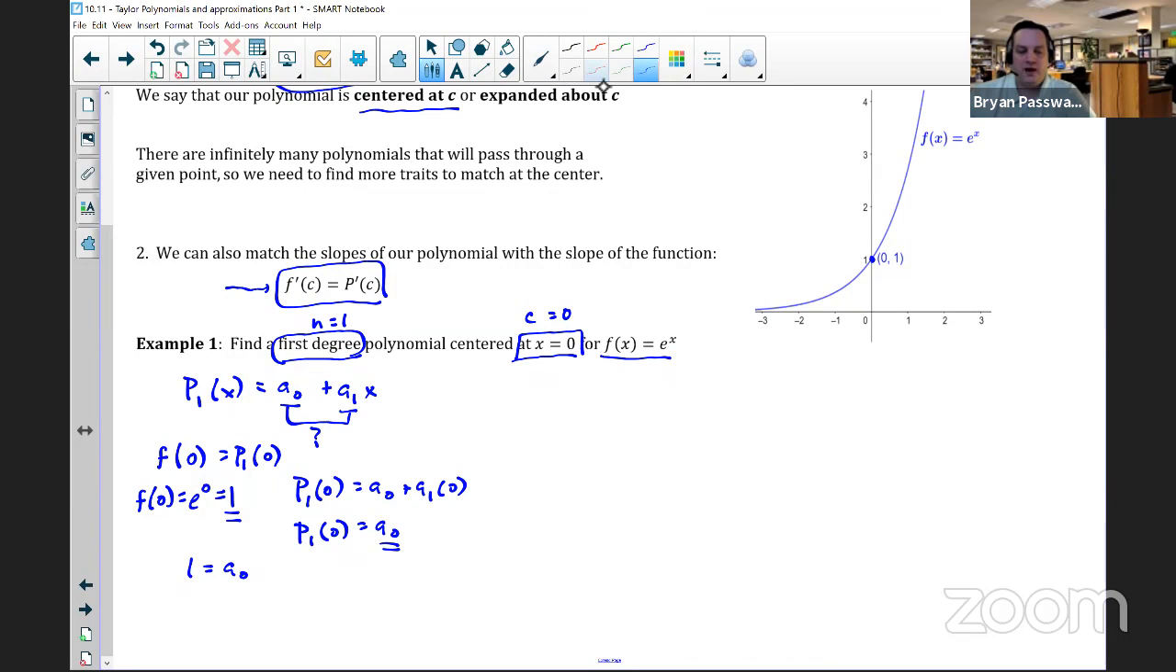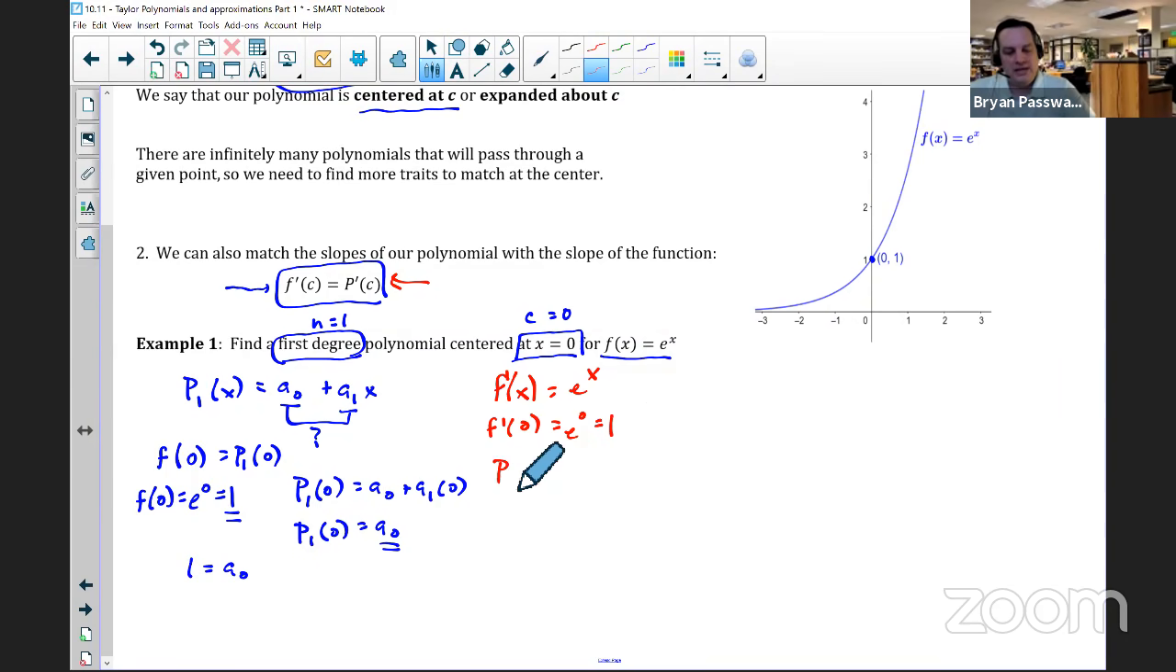But I also need to figure out a sub 1, don't I? And to figure out a sub 1, we're going to use the fact that we need their derivatives to match up. Well, what is the derivative of f? If f of x is e to the x, the derivative is still e to the x. This is the reason why we choose e to the x for our first example in most textbooks and most Calc BC courses, because the derivatives are really easy to work with. And so f prime of 0 is going to be e to the 0. I plug 0 in, which is still 1 in this case.